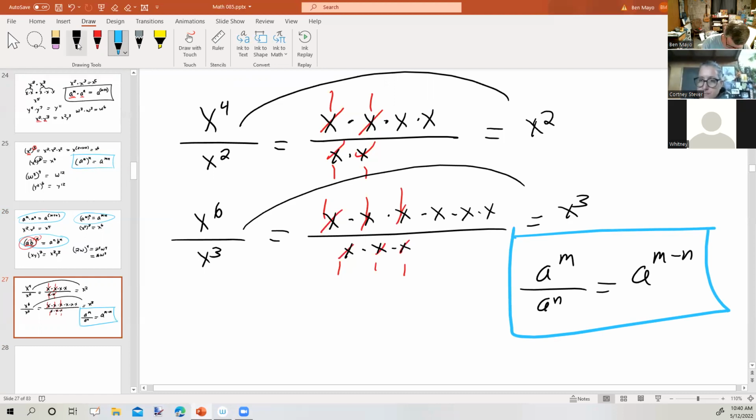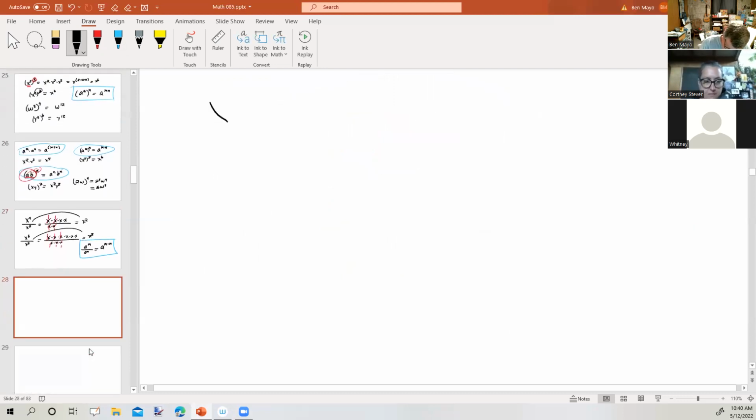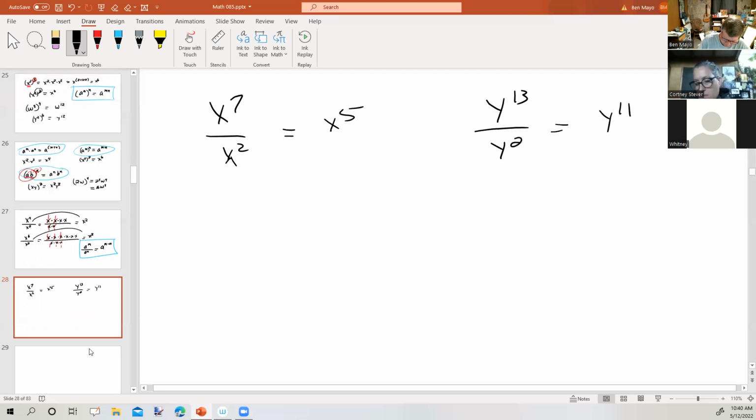Let's look at some more examples of that. So x to the 7th over x squared would be x to the 5th. y to the 13th over y to the 2nd would be y to the 11th. w to the 45th over w to the 40th would be w to the 5th. All right. Let's take a look at this one.